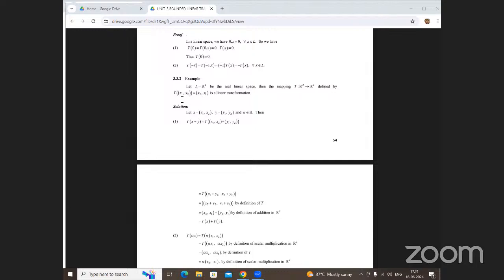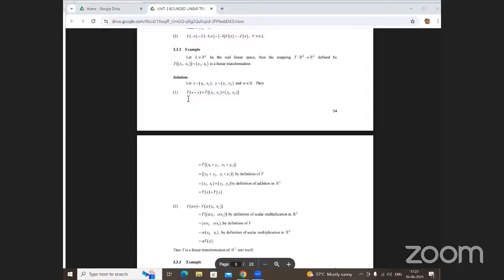Suppose this value is x, so x equals x1, x2. Again, we take another linear space element y, and in the same manner, y equals y1, y2. There are two elements x and y in the linear space. Here alpha is any real number. According to the condition of linear transformation, T of x plus y equals T of the ordered pair x1, x2 plus the ordered pair y1, y2.